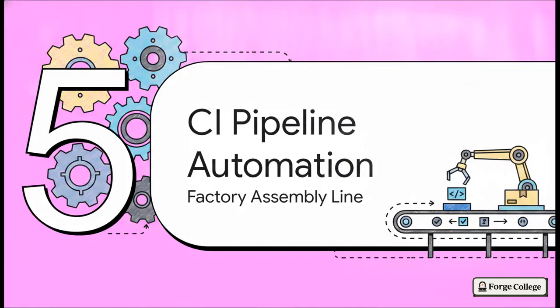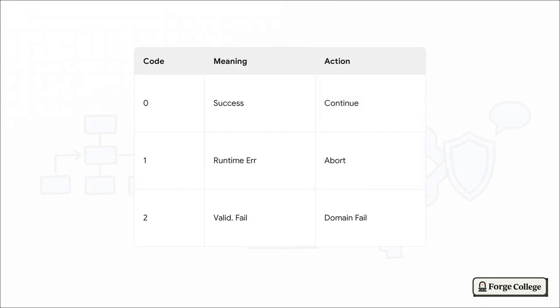Section 5, Automating with CI pipelines, the factory assembly line. Okay, once our universal remote is built and speaking the right languages to the right users, we plug it straight into our continuous integration factory. But here's a question. How does the factory actually know if the tool worked?